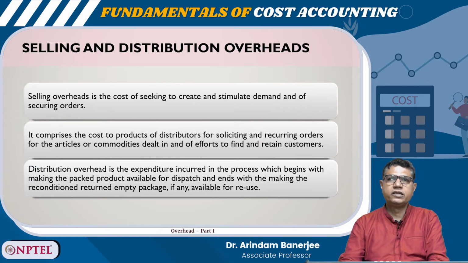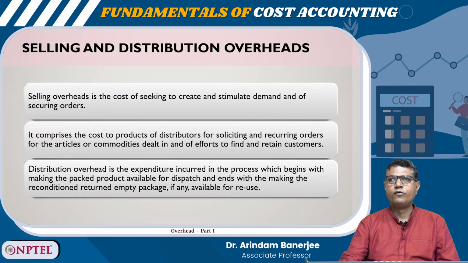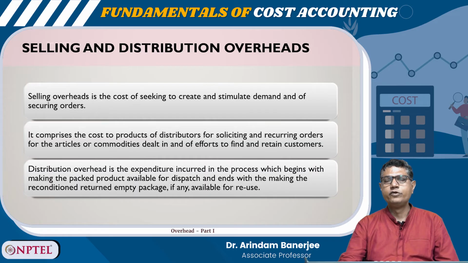Third functional overhead is selling and distribution overheads. Selling overhead is the cost of seeking to create and stimulate demand and of securing orders. It comprises the cost to distributors for soliciting and recurring orders for the articles or commodities dealt in, or of effort to find the retained customers. And this is selling overhead, right? This is for securing orders, and once you get the order, then you need to distribute it.